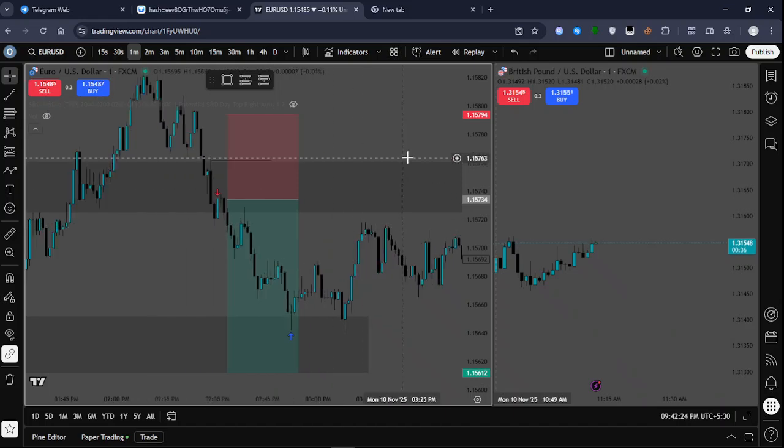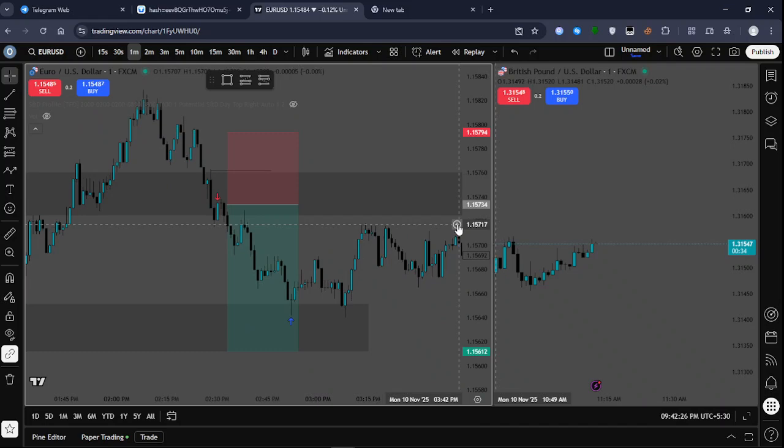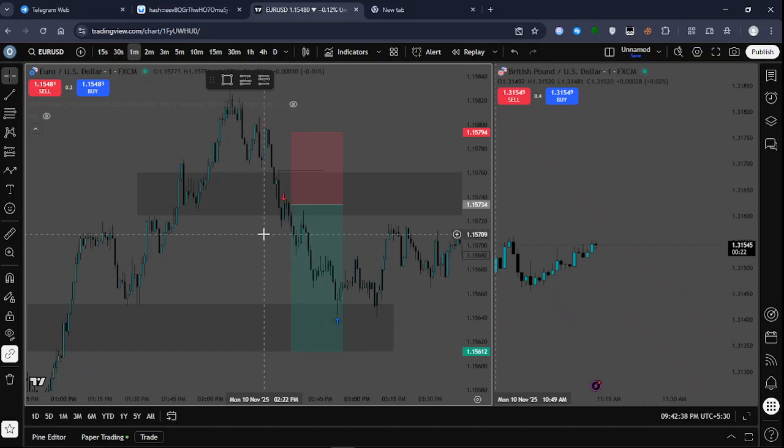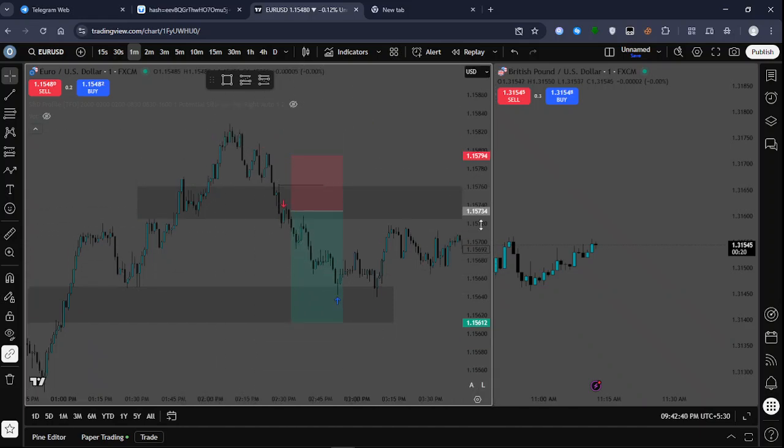In this case, as you can see, this one got ran through, and we had a clean displacement. So sometimes it's okay to take trades like this. Okay, sometimes it's okay to be taking trades like this. Not bad actually, on the 15-minute time frame.